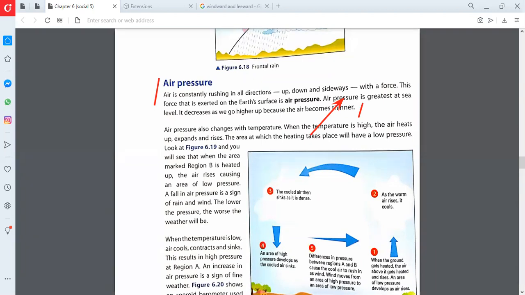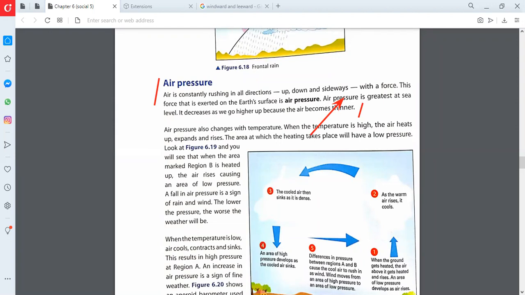But if the weight of the thing is more than the air pressure, then the thing will stay there. For example, if there is a normal wind and your car is there, the car will stay there. Why? Because the weight of the car is much more than the air pressure. But when the force of the air or the air pressure increases more than the weight of the car, it will move the car.